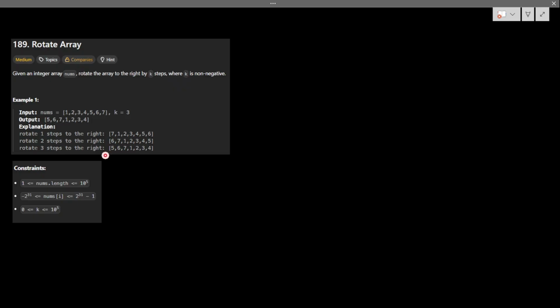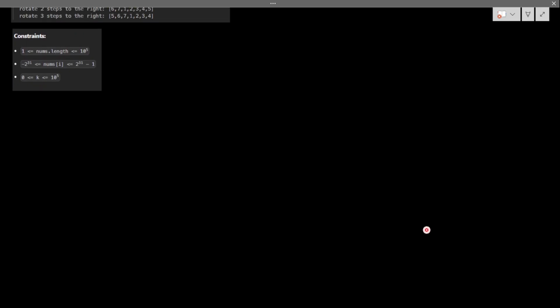Okay, then let's start. First, focus on left rotate. Let my array be 1, 2, 3, 4, and 5.